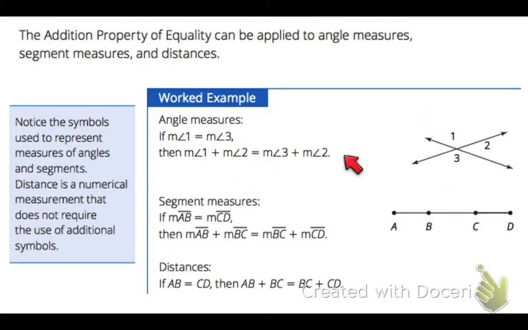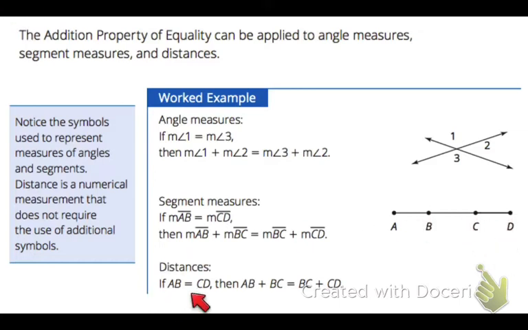Then they're saying that if angle 1 plus 2 should equal the same thing as angle 3 plus 2. Right here we have the segment measures, and they're saying the same thing. So if AB is equal to CD, then AB plus BC should be the same thing as BC plus CD. Remember, we said these two pieces were congruent.